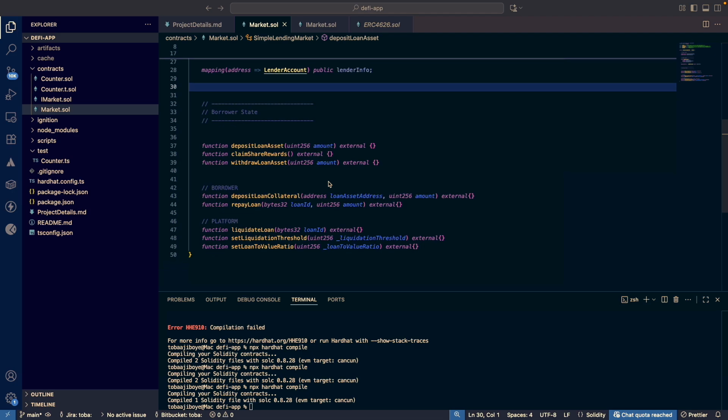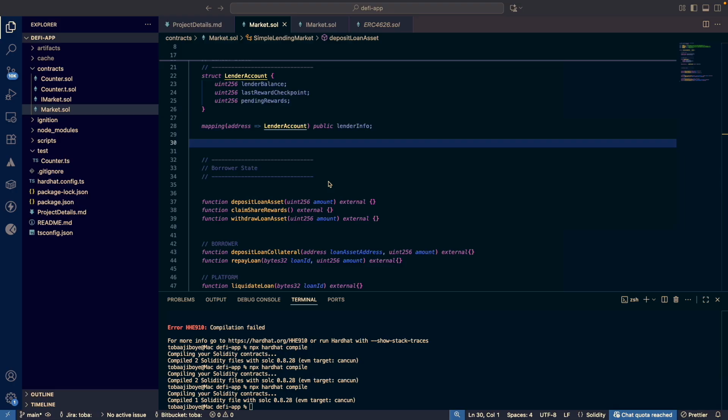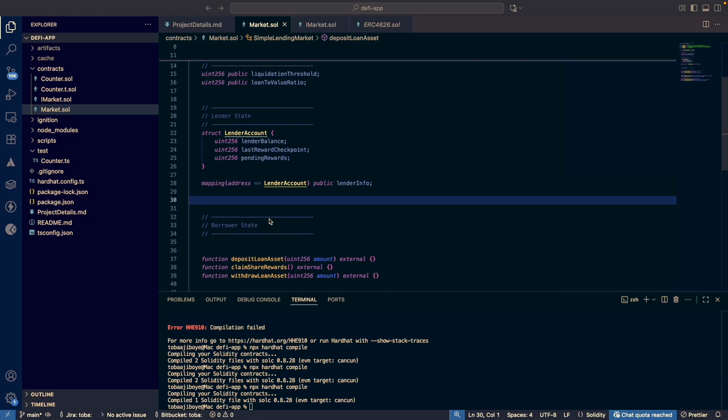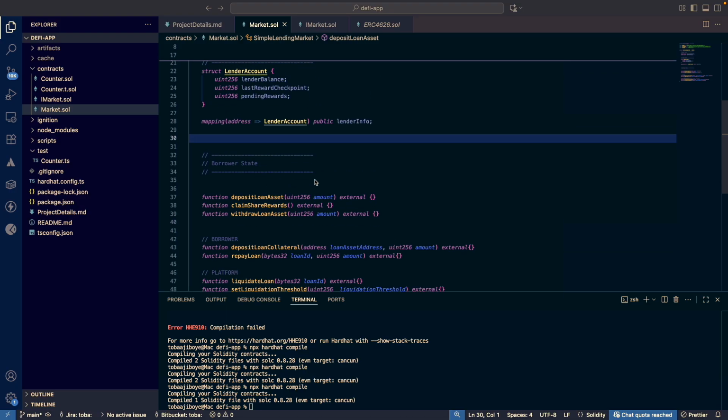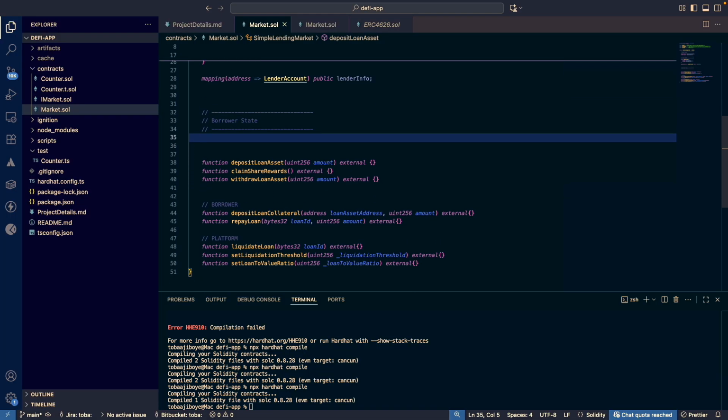Hello again. So we'll move to the next part of the project, which is thinking through what the borrower state should look like. Now, I already have a lender state. So the borrower state should look something like, we should have a mapping.